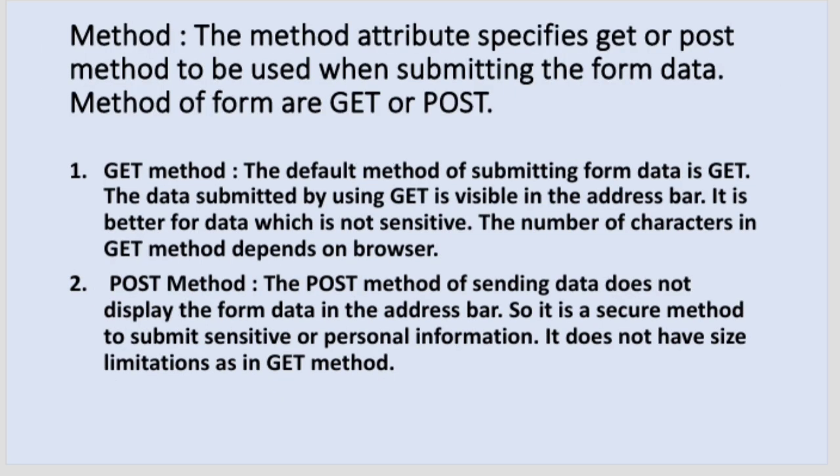So next, method. There are two methods in a form: first is get and second is post. So what is a method? The method attribute specifies the get or post method to be used when submitting the form data. So the two types of method are get and post.